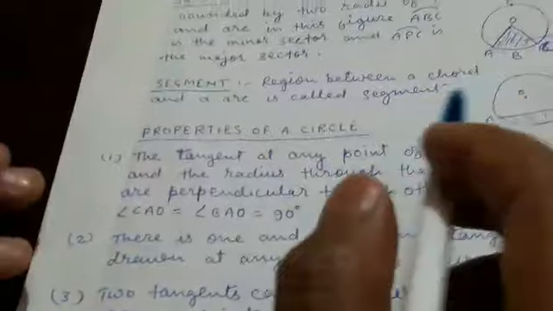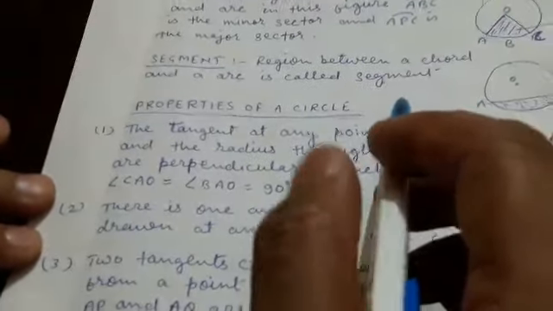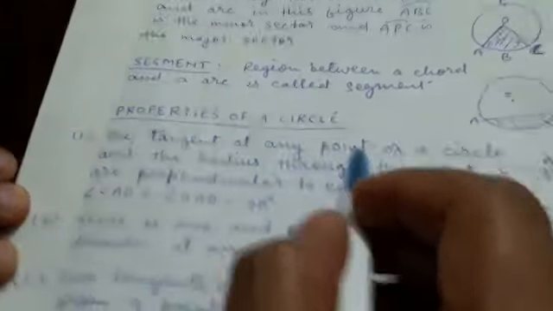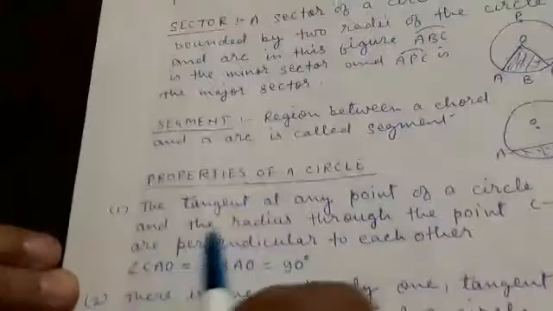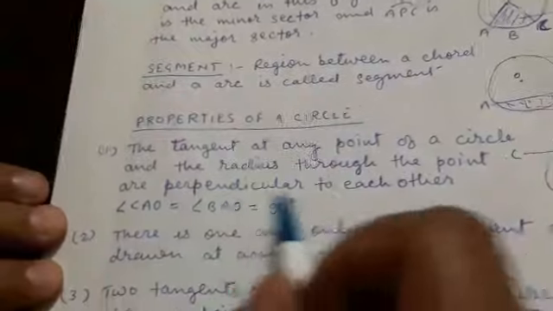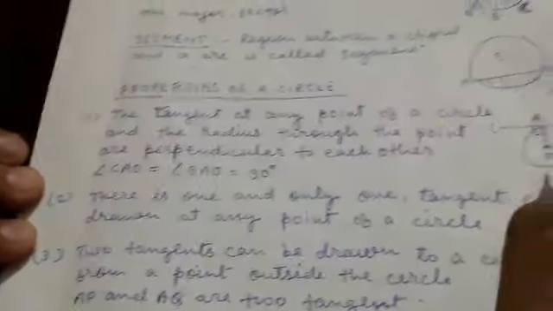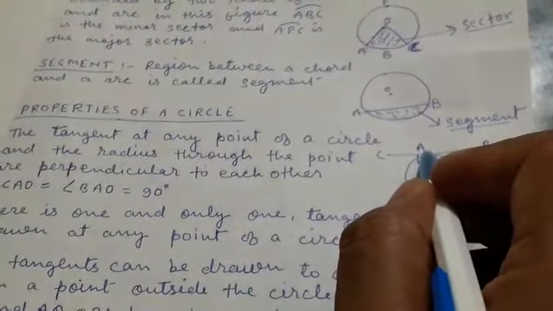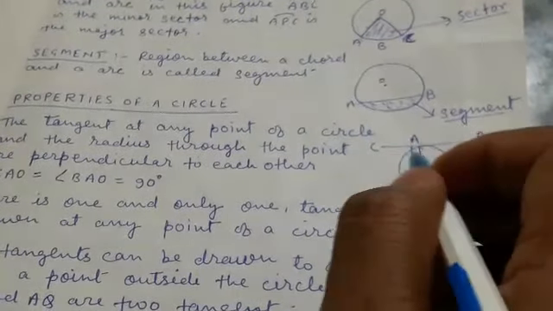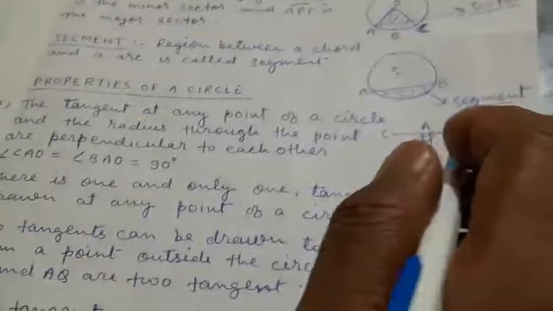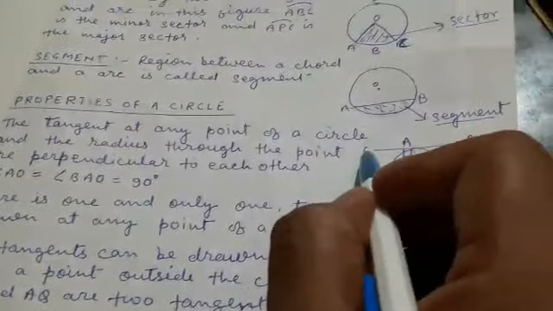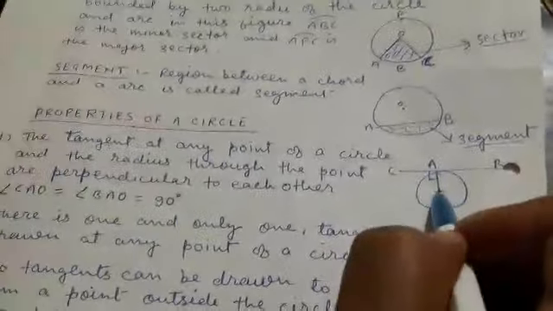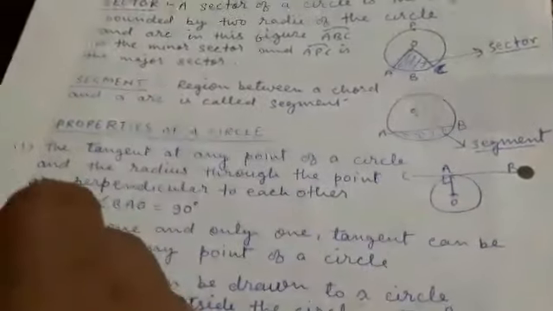Now we will see the properties of circle. The tangent at any point of a circle and the radius through the point are perpendicular to each other, or a line drawn from the center to the tangent point will be a perpendicular line, or it forms a 90-degree angle. So this angle CAO or angle BAO is equal to 90 degree.